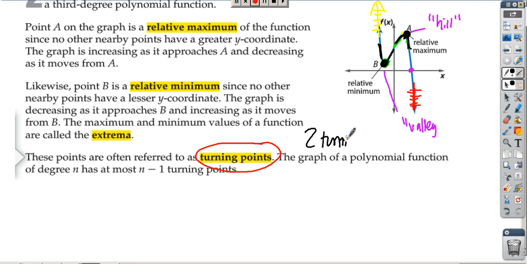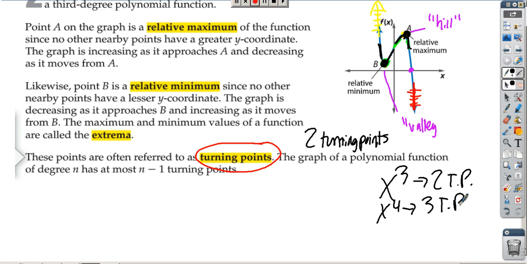What we know about turning points is that the possible number of turning points a graph can have is always 1 less than its degree. So for example, this graph right here could have at most 2 turning points, x to the third. X to the fourth could have at most 3 turning points. Okay, x to the 100th power could at most have 99 turning points. It doesn't have to have that many. That's the maximum that it could have. For example, if you had a graph with 100 turning points, it couldn't be x to the 100th, because x to the 100th can only have at most 99.